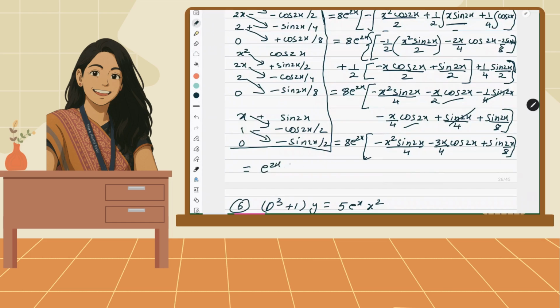So e to the power 2x in bracket, minus 2x square sin 2x, minus 6x cos 2x, plus, this is not angle, huh? Remember 8 is like this, not angle part, sin 2x. Okay, so this is what I have got. So I have got x square sin 2x, then x cos 2x and sin 2x, right? So now this is my answer.